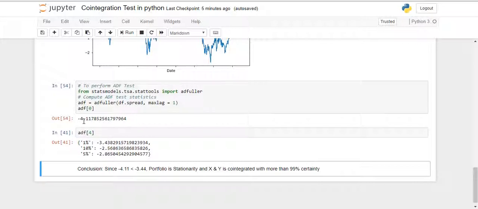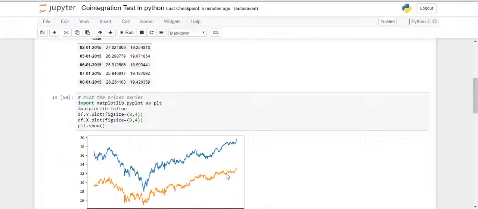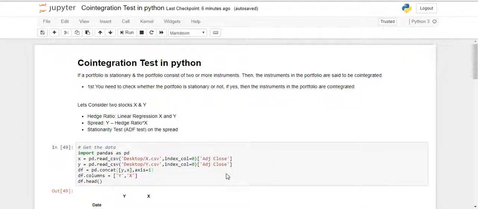This -4.11 is less than -3.43. It means that with 99% certainty this spread is stationary in nature. So this portfolio is stationary in nature. Hence, X and Y are both cointegrated. So that's my conclusion here. Since -4.11 is less than -3.44, the portfolio is stationary and X and Y are cointegrated with more than 99% certainty. This is how you do a cointegration test in Python.